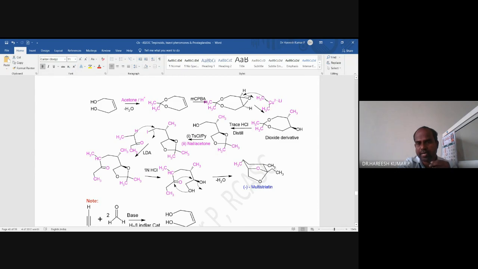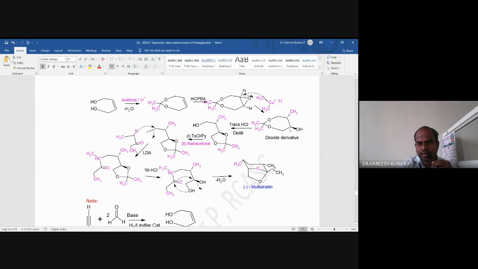So what is happening here? There will be a new bond formation between this methyl group and this carbon. Once there is a new bond formation between this carbon and this carbon, this bond breaks. That is how the compound is obtained. What is the name of this compound? It is called a dioxolane derivative, dioxolane with respect to these 2 oxygens.